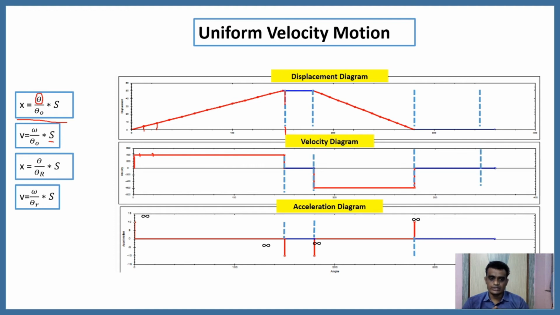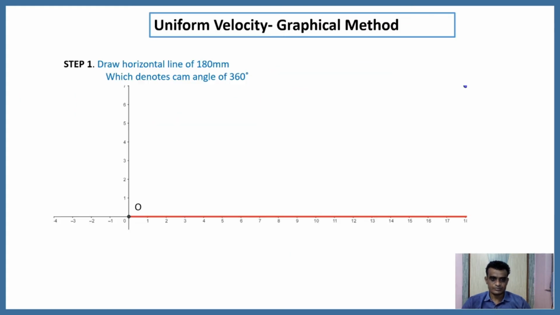Now we'll move to the graphical method, how to draw this uniform velocity motion, or how to draw the follower displacement diagram. In this case, first of all, you have to consider one coordinate system, or you have to draw one horizontal line. The total length of this horizontal line should be 180 mm. This is one simplest method. Just try to understand this. Just consider a horizontal line of 180 mm or 18 centimeters, which denotes the cam angle of 360 degrees.